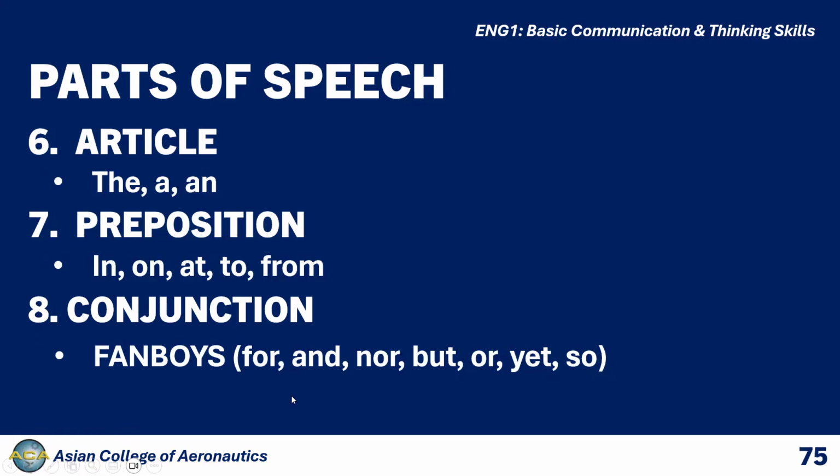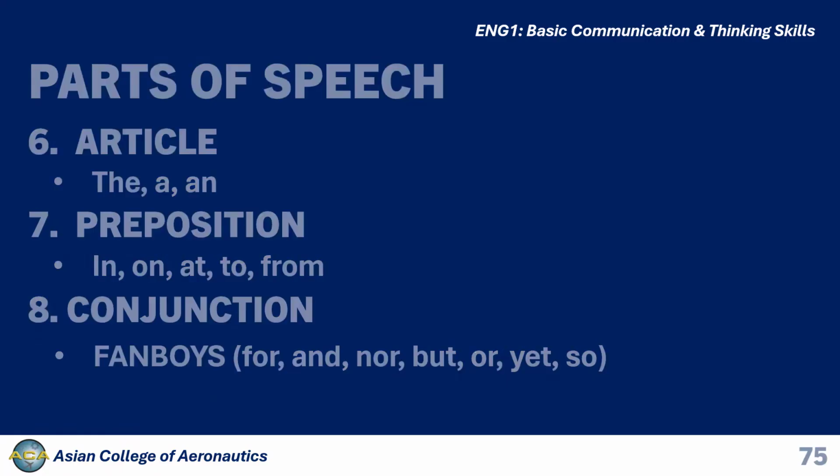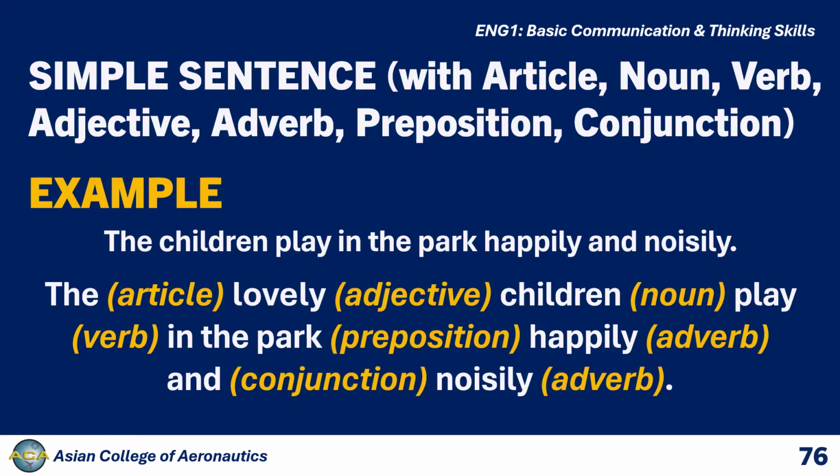An example of conjunction are the FANBOYS, okay? So this is the acronym for, and, nor, but, or, yet, so. So do not forget the FANBOYS. So for, and, nor, but, or, yet, so. So if you have encountered the FANBOYS, so basically you are using the conjunction. Okay. Now let's try to use the different parts of speech in a simple sentence.